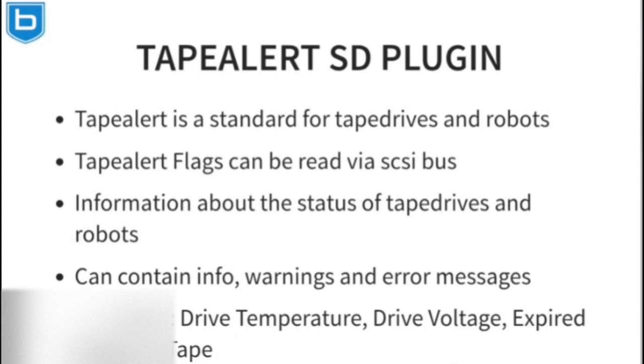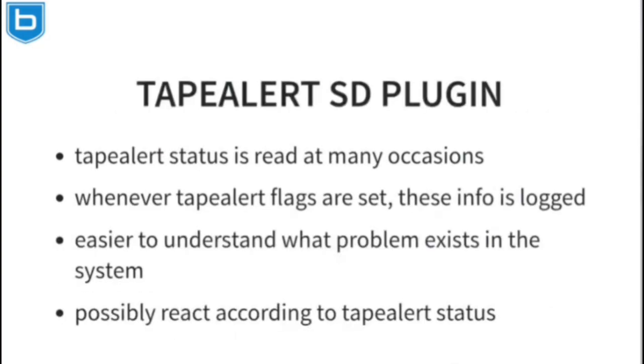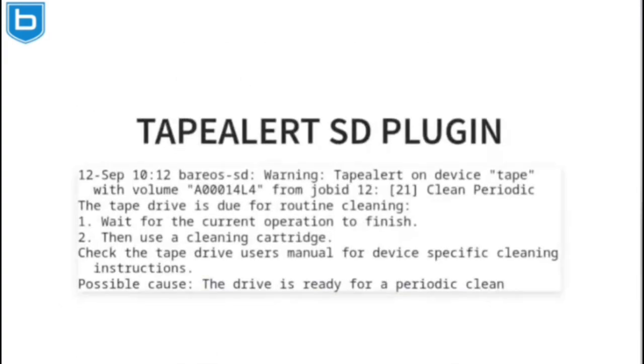So whenever a tape is mounted or unmounted, or we do a load or an unload and other things, we read out the current status of the tape alert flags. And when there is something set, we will log a message containing the tape alert flag number, and also the whole description about what this problem is about and what should be done. And here is an example of that. When you get the tape alert flag 21, it means clean periodic. The tape is due for cleaning, and then it tells you what needs to be done here.